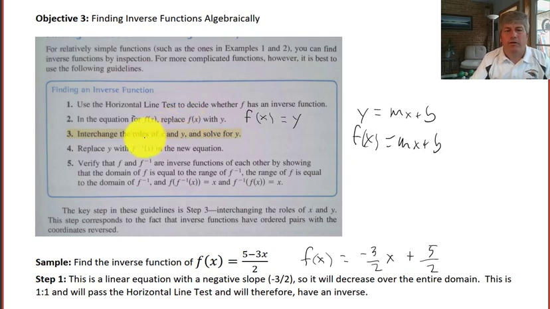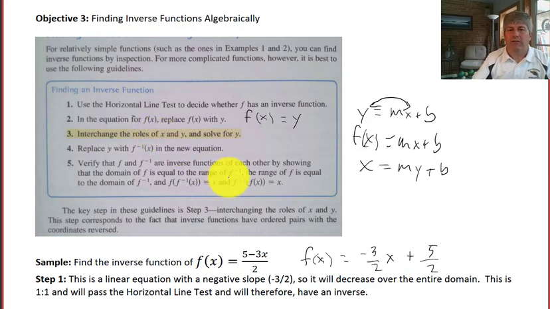Our third step is to interchange the roles of x and y. So we'll be flipping x and y in our work. We would do this kind of thing and get x equals my plus b. Then replace y with the inverse of x in the new equation, and then verify that they are inverses by showing that f of the inverse of x equals x and so forth.